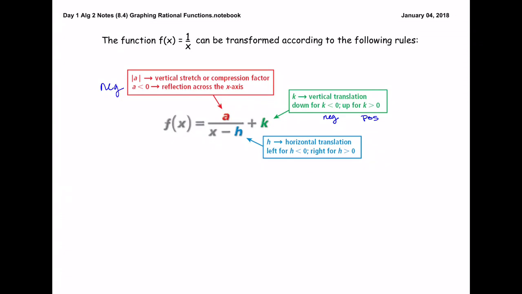If k is a positive number, it's going to translate up. And when we look at our h, we want to think of the opposite. So if we have x plus h in our denominator, it's going to move to the left. And if we have x minus h, or negative h, it's going to move to the right.